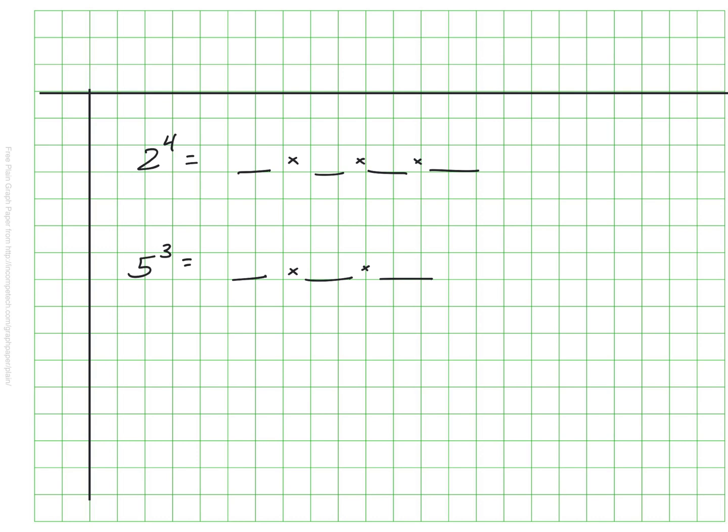Let's see how we did. So remember that this is telling us that we're using our base of 2 4 times, and we're multiplying each of those 2s together. So 2 times 2 is 4, times another 2 is 8, times the last 2 is 16. So 2 to the fourth power is actually 16. How'd you do? Did you get that? Or did you maybe get 8? If you got 8, you might have made that mistake we talked about on the previous page.